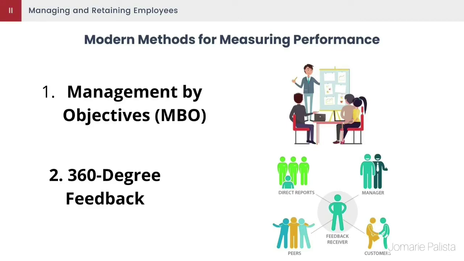The second method is the 360-degree feedback. This method evaluates an employee using feedback that is collected from the employee's circle of influence, namely managers, peers, customers, and direct reports. This method will not only eliminate bias in performance reviews, but also offer a clear understanding of an individual's competence. Using just one person as a source of information poses certain problems.